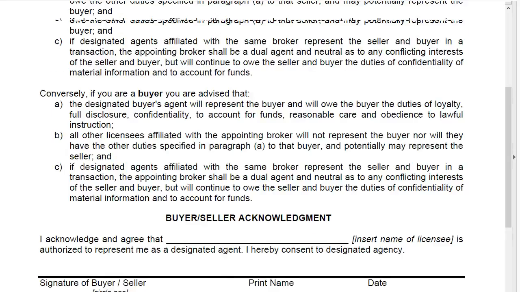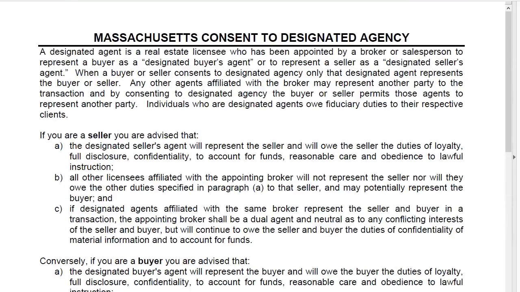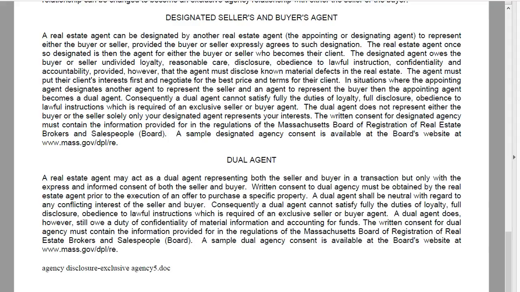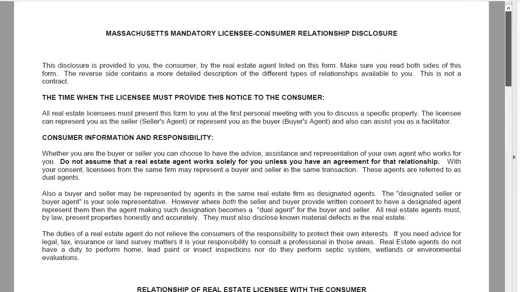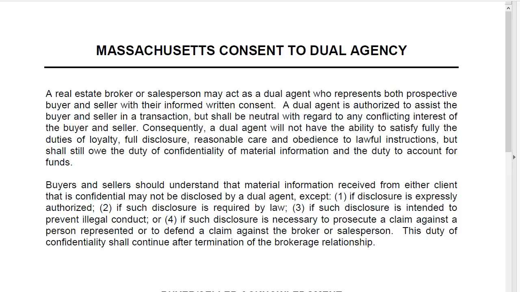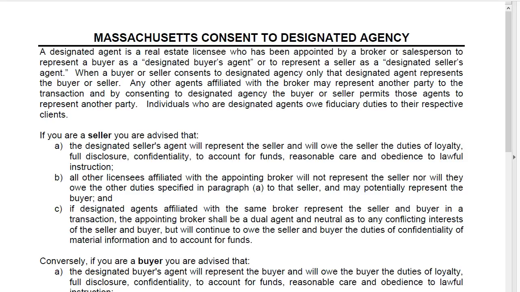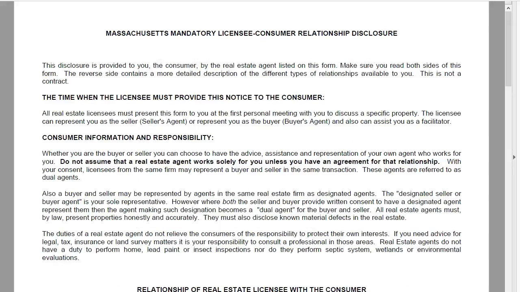So very straightforward stuff. You're going to be using these forms all the time. Certainly the mandatory license disclosure form that we started off with. That again is a two-pager that lists all of these types of agency that are available. You're going to use this one all the time. Hopefully you'll be using the dual agency form, and from time to time you'll also be using the designated agency form.